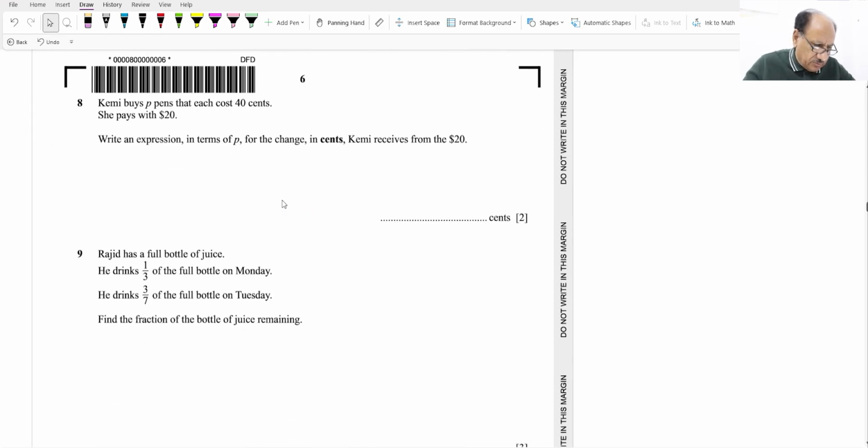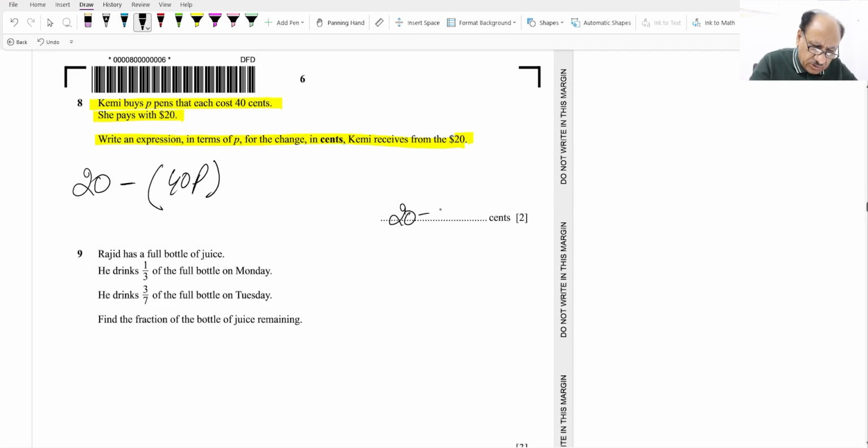Now we can move to question number 8, and question number 8 says Cami buys P pens that each cost 40 cent. She pays with $20. Write an expression in terms of P for the change in cent Cami receives from the $20. So $20 is paid, and we need to subtract from this 20 the price of P pens, which is 40 each, so 40p. So we need to subtract this. This will be the expression 20 minus 40p, and this will be the answer for 2 marks.